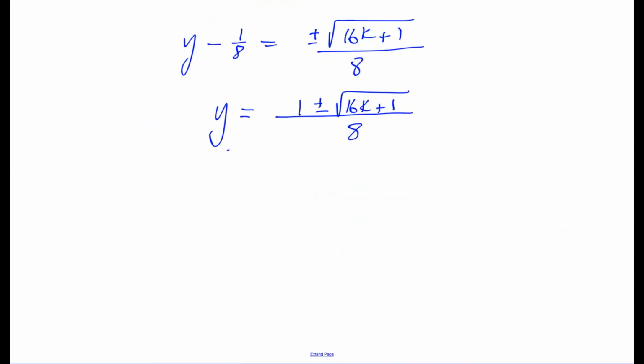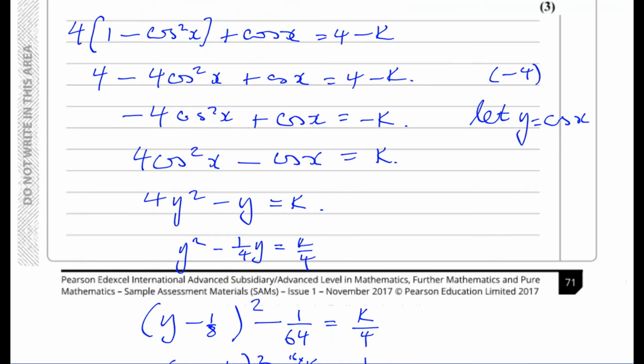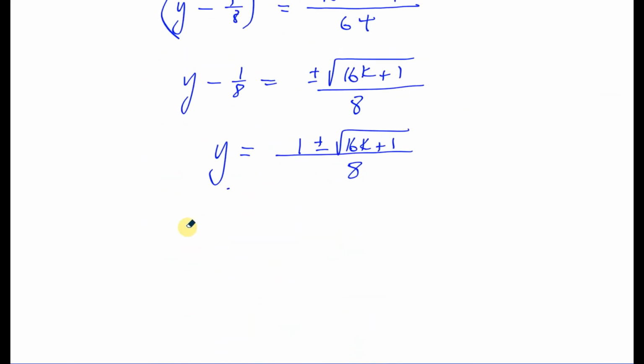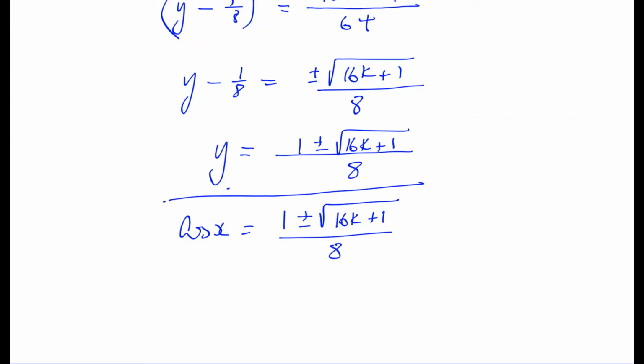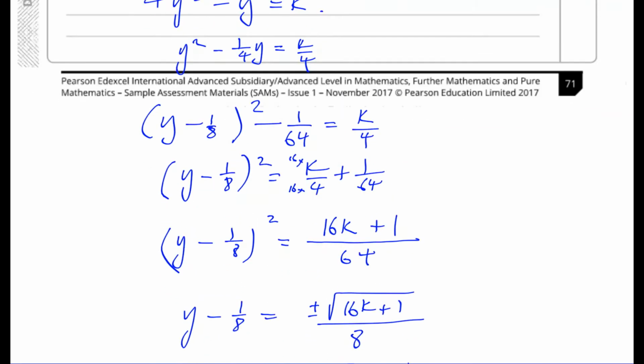But remember it was actually cosine x we started with, we said let y equals cosine x. So in the end we have to write cosine x instead of y. So cosine x is equal to 1 plus or minus the square root of 16k plus 1, all divided by 8, and there we have expressed cosine x in terms of k. The reason I changed it to y is that I would have to keep writing cosine x all the time, and it makes it look familiar for some of you when you're completing the square.